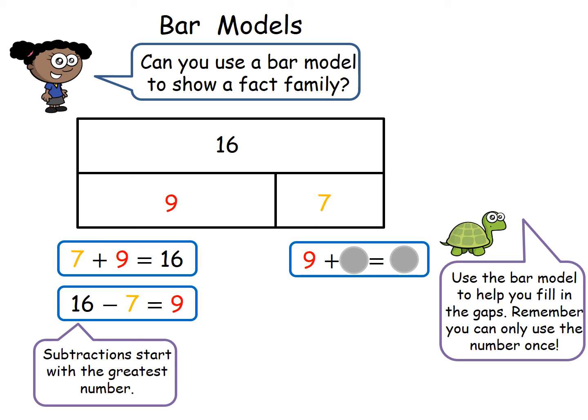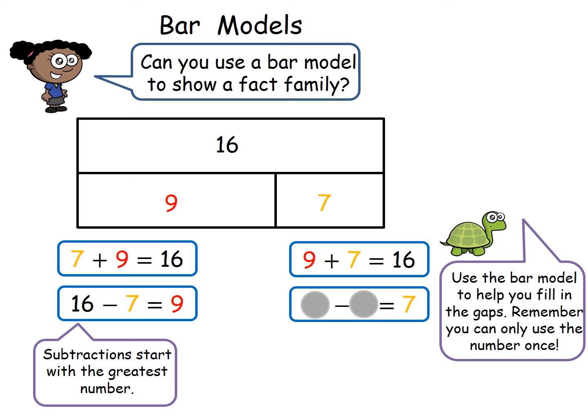This time I've got the other addition. 9 add something equals something. So will I add the whole? Will I do 9 add 16 equals 7? Or will I add the part? 9 add 7 equals 16. Let's have a look. So it's the two parts added together to make the whole.